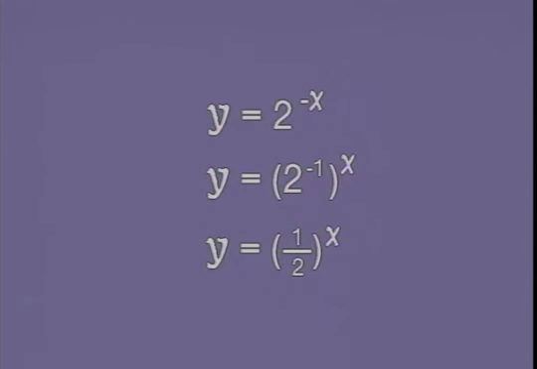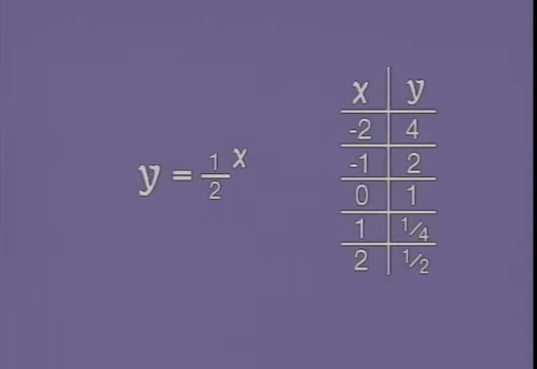Remember, when we raise a base to a power, we multiply powers. And therefore, 2 to the negative 1 to the x is 2 to the negative x. And 2 to the negative 1 is 1/2. So another way of writing 2 to the negative x is 1/2 to the x. And let's see how we graph that.